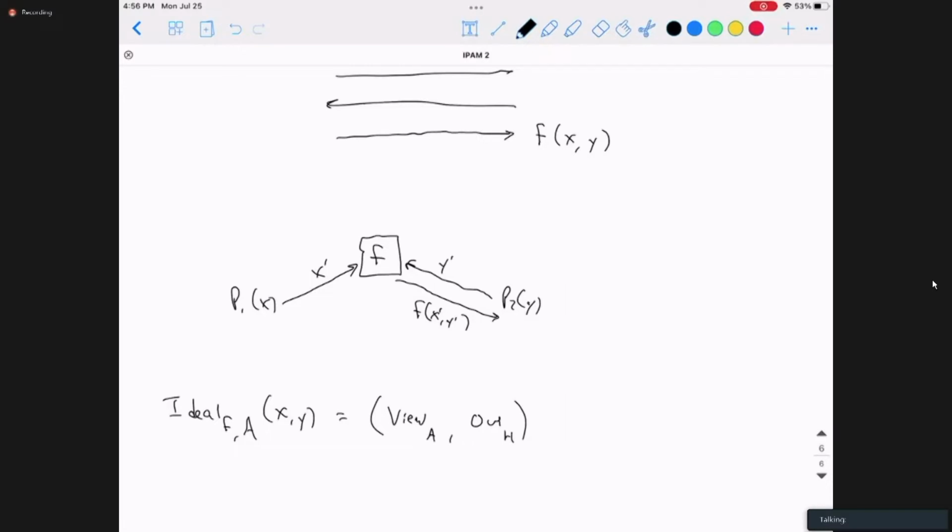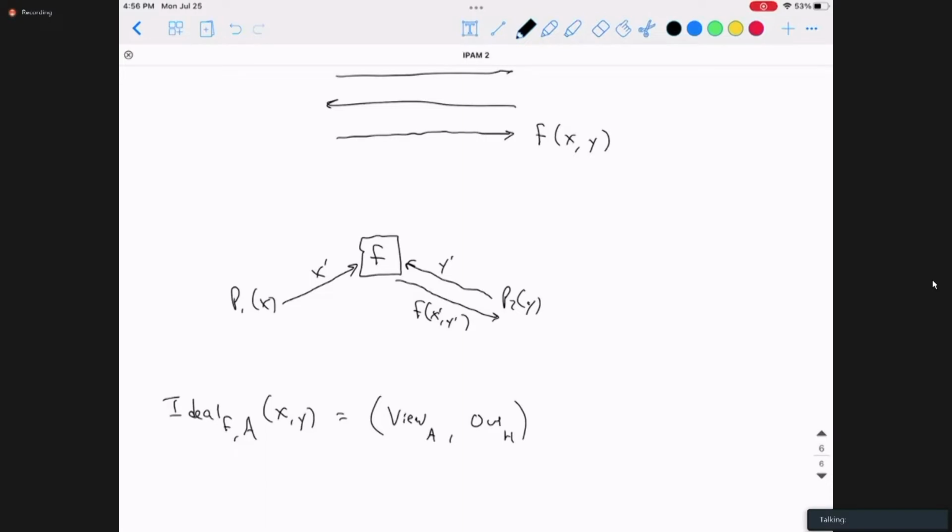Let me step back a minute. The parties are given inputs x, y. A decides to corrupt P1. It sees x. It can then decide to change that value to some other value x prime. It sends that value to the functionality. The honest party P2 in this example is going to send its input y to the trusted functionality. It receives in return the value f(x', y) from that functionality, and that's the value that P2 outputs because P2 is honest in this particular example. Okay, the honest party outputs the value it receives from the functionality.